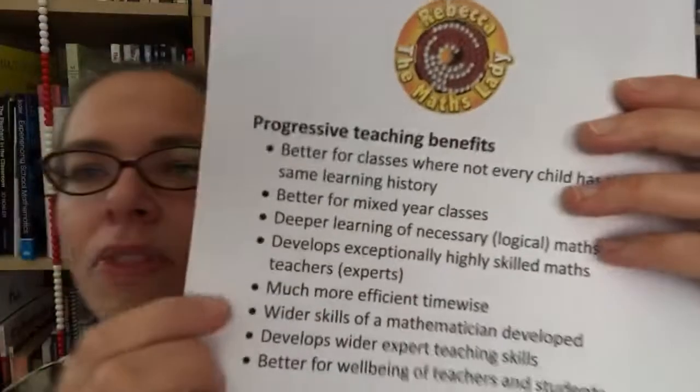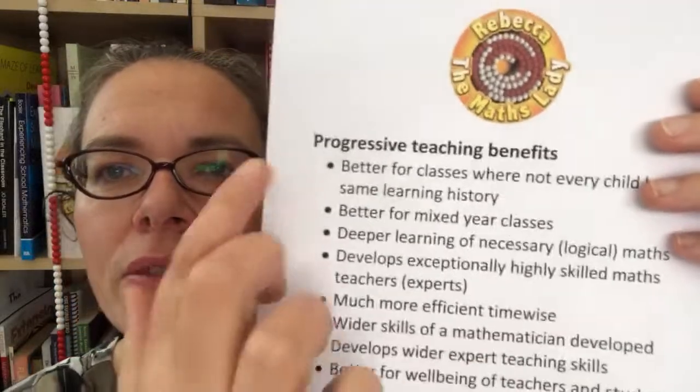The wider skills of the mathematician are developed with progressive teaching. What I mean there is that traditional teaching will teach children mathematical techniques. It will teach them how to add fractions or whatever we're doing today. But there's much more to being a mathematician than that. You need to be able to think with originality. You need to be able to deal with situations you don't understand and try and puzzle them out. You need to be able to articulate your own thoughts. You need to be able to listen to other people when you've no idea where they're going with this.